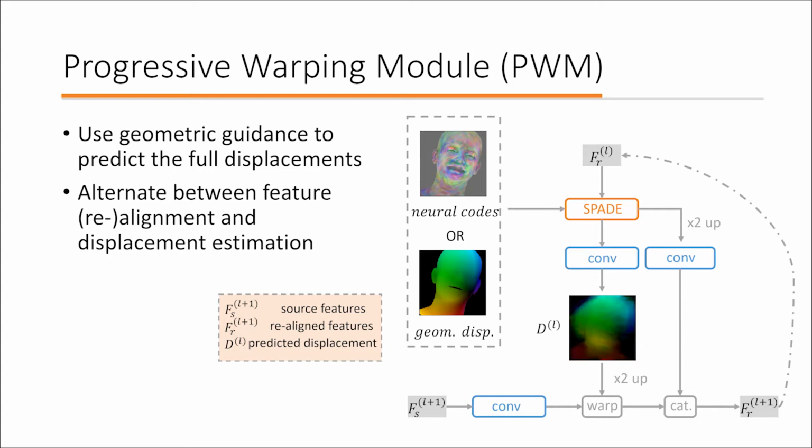And by doing this iteratively, the PWM alternates between feature realignment and displacement estimation, so we can get very high quality displacement.